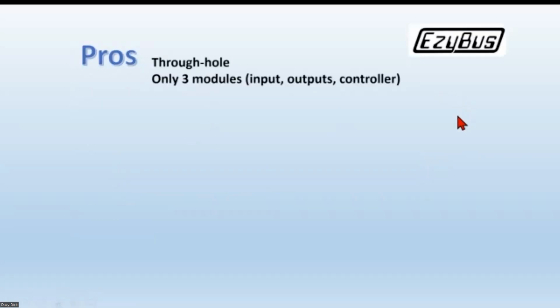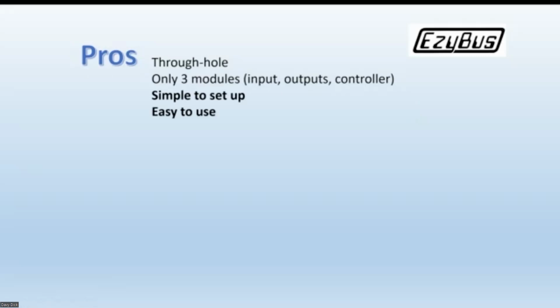So what are the pros for this? Through hole, no surface mount to worry about, only 3 modules, 3 different types. Fairly simple to set up. You just use jumpers and then push buttons, as you saw there. Once it's set up, it's easy to use because it's 1-to-1 like peer-to-peer light. Input 5 affects output 5, and so on. Once again, can be set up and can be used without a computer.